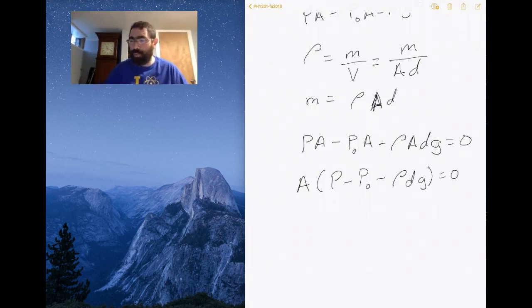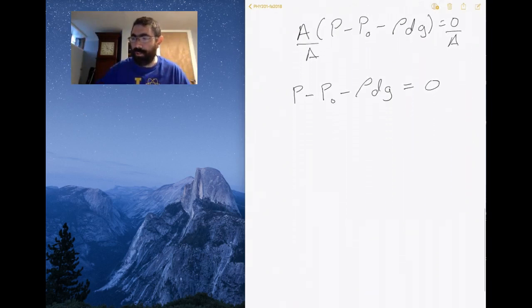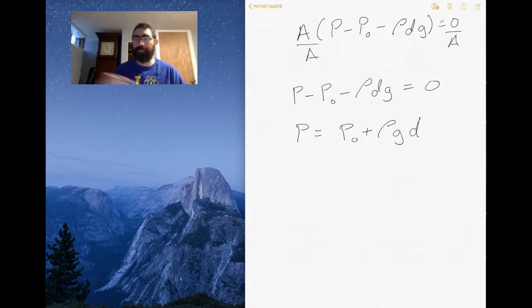And so I can divide both sides by the area. So the area disappears, and what I'm left with is the pressure on the bottom minus the pressure on the top minus the density times the height of the volume times g is equal to 0. And so now I can rewrite this as the pressure on the bottom is equal to the pressure on the top of the volume plus the density times g times the height.